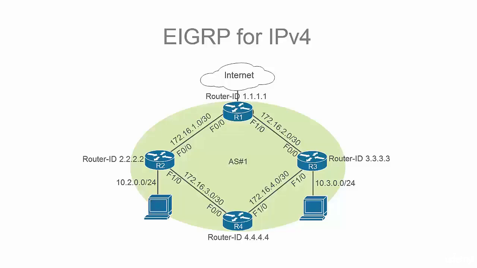Alright, let's jump into the lab to configure our EIGRP for IPv4 topology. Here's the topology we're going to be working with. First, we're going to configure EIGRP peerings between R1, R2, R3, and R4. And then we're going to advertise the local networks connected to R2 and R3.